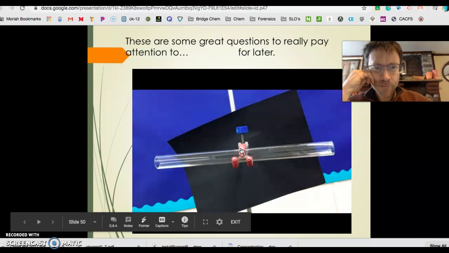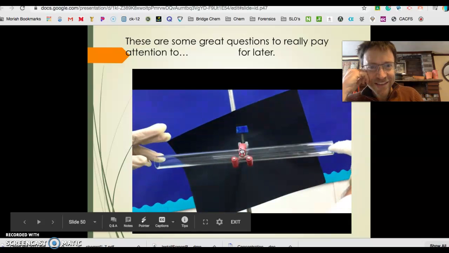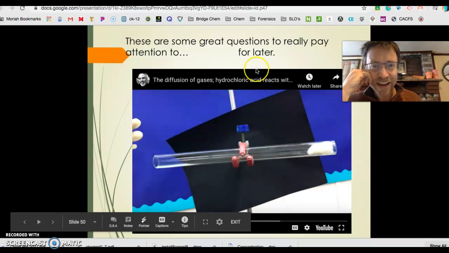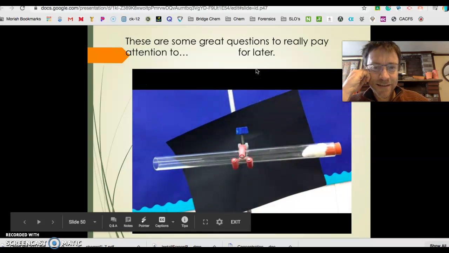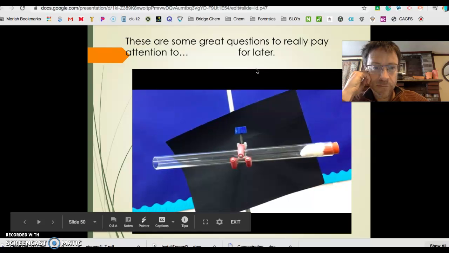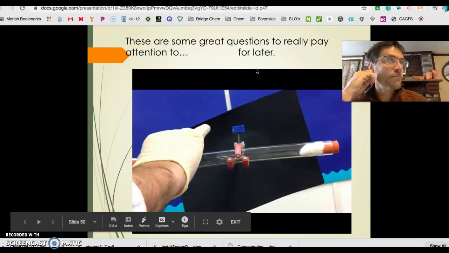Into the right hand side of the tube. Yeah, you can see the product forming right here already. Hydrochloric acid. And into the left hand side of the tube, we just put some cotton wool that's soaked with concentrated ammonium.